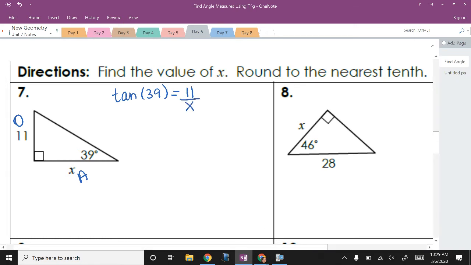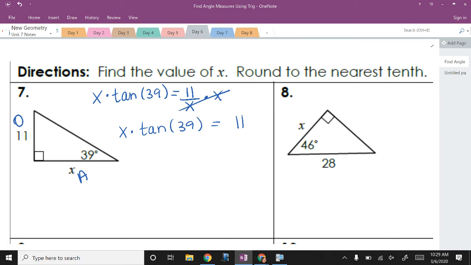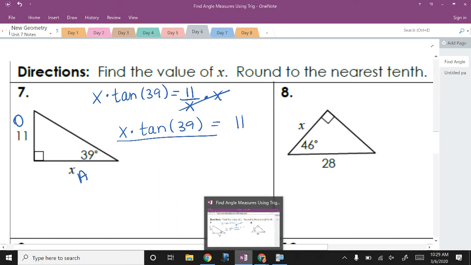Yesterday, how did we find these when our x was in a denominator? You first multiply both sides by x. On these, I have to see your work where you are solving for x before you use your calculator. That equals 11, because the x's cancel. Now how do I get x by itself? Divide by tangent of 39 degrees. If you weren't here yesterday, you're getting yesterday's lesson right now. Isn't that nice?